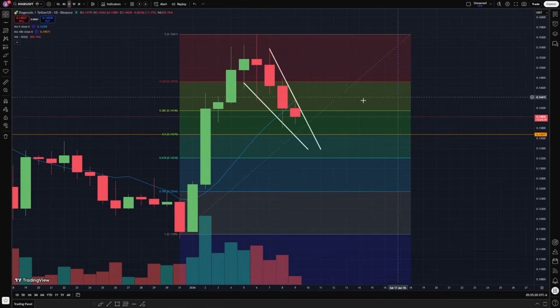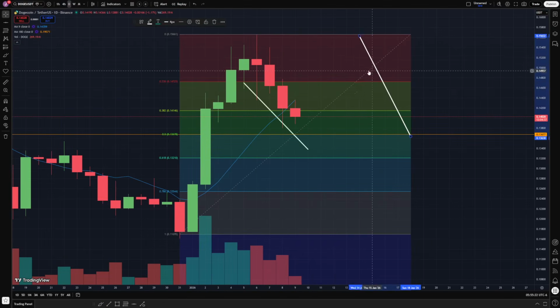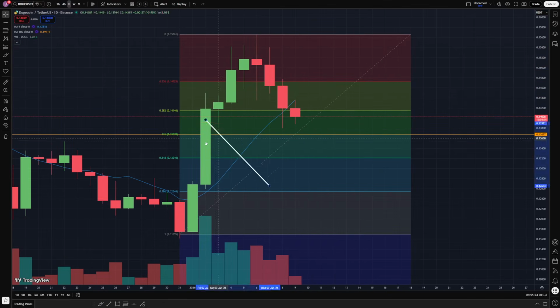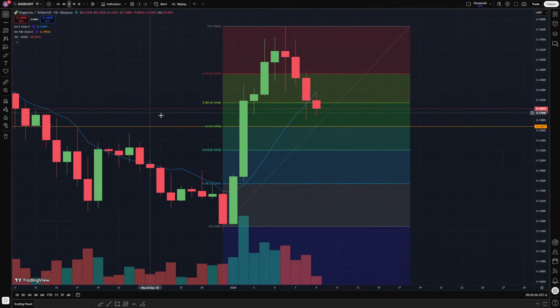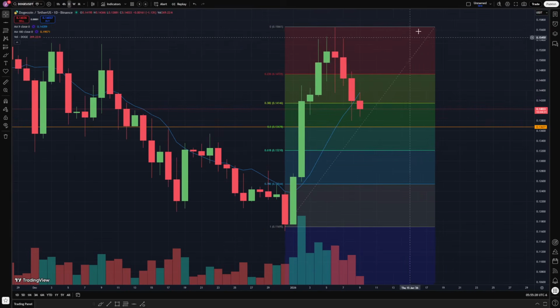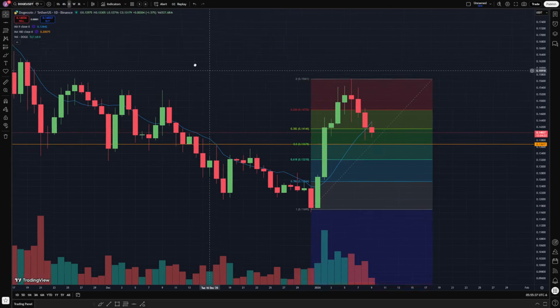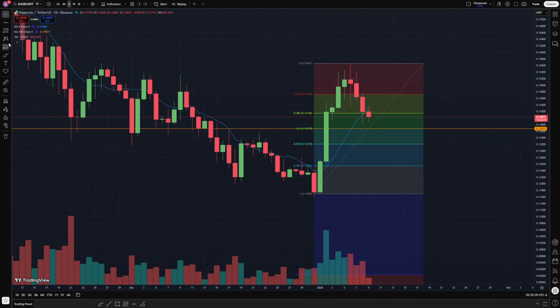But let's go ahead and delete that falling wedge real quick. Are those two support and resistance lines? Okay, so we're looking at the daily time frame. We're concentrating on the 9 moving average right here.